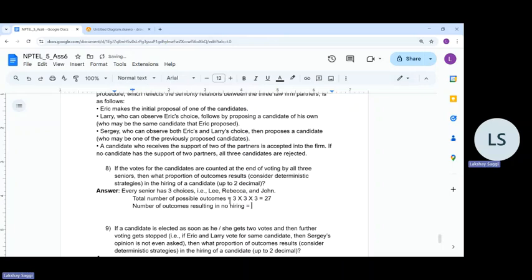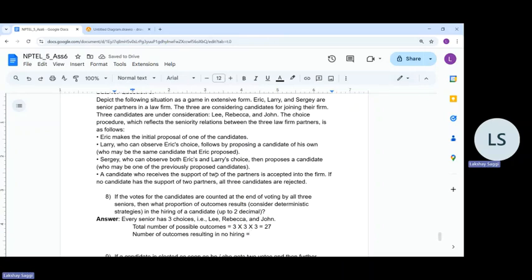So what are the cases when there won't be any hiring? So there are three votes. Suppose all the three votes are divided, one each for these candidates. So Lee gets one vote, Rebecca gets one vote, and John gets one vote. So all three get one vote each. But how many such outcomes are even possible?